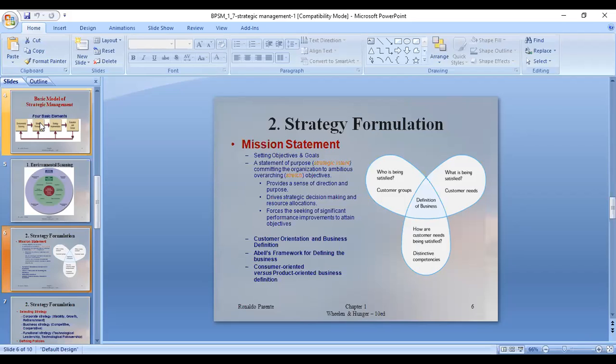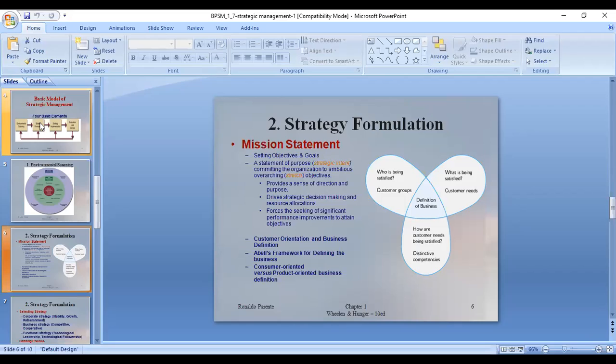Objectives and goal setting, we are going to have a special lecture on. What is an objective? We have discussed that in your summer internship. An objective is your aim. And goals mean what you actually want to achieve. The mission is a statement of purpose committing the organization to reaching the objective.